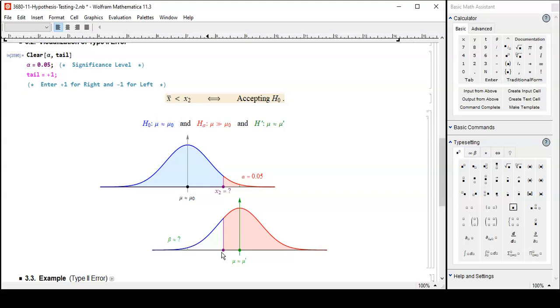You see x bar less than x2. This is x2, same x2 aligned, less than this point. So that's beta. So how do you measure this beta? Well, look at this curve. This is a normal curve, and you do the same thing. End minus center over SE. So end is x2 minus center mu prime over SE, and you can figure it out.